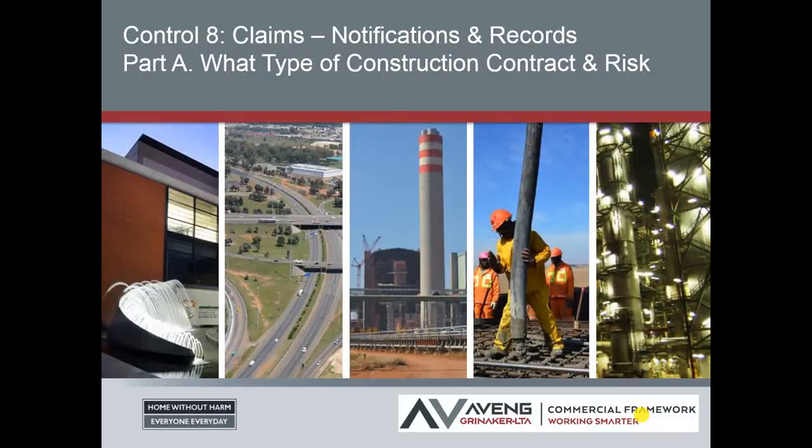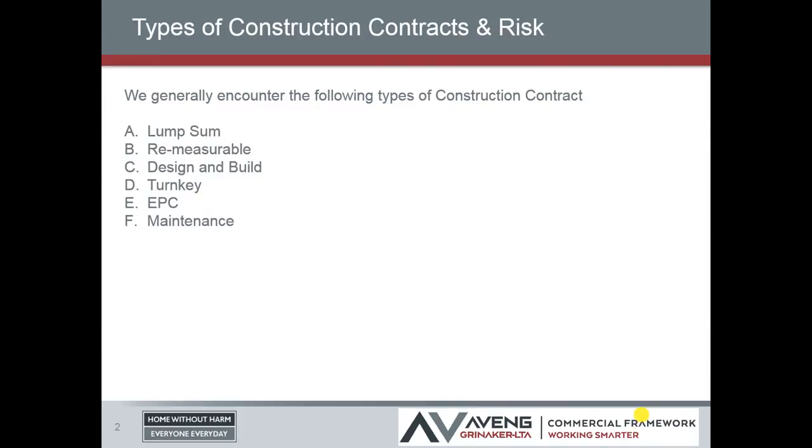Okay, this is control number 8, claims and notifications and records. And in this first part, part A, I'm going to just be covering some basics about the type of construction contracts and risk, and just explaining why that matters, that you understand it so that you can manage it properly.